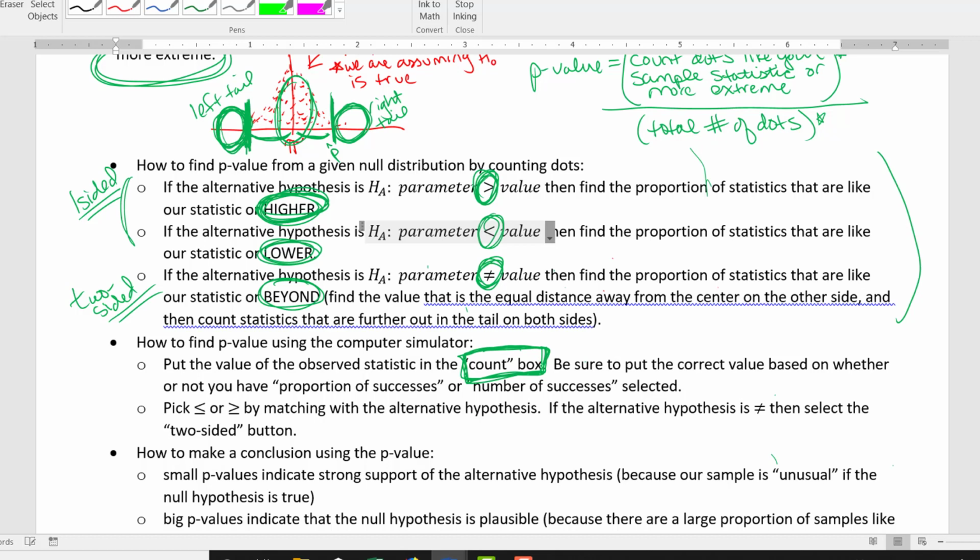You'll tell the computer to count the number of dots that are like yours or higher, or count the number of dots that are like yours or lower. You'll have to pick less than or greater than, or if it's a not equal to, you pick the two-sided button, and then you put in your sample statistic and have it count. And we'll do that in some of our examples in the next couple videos.